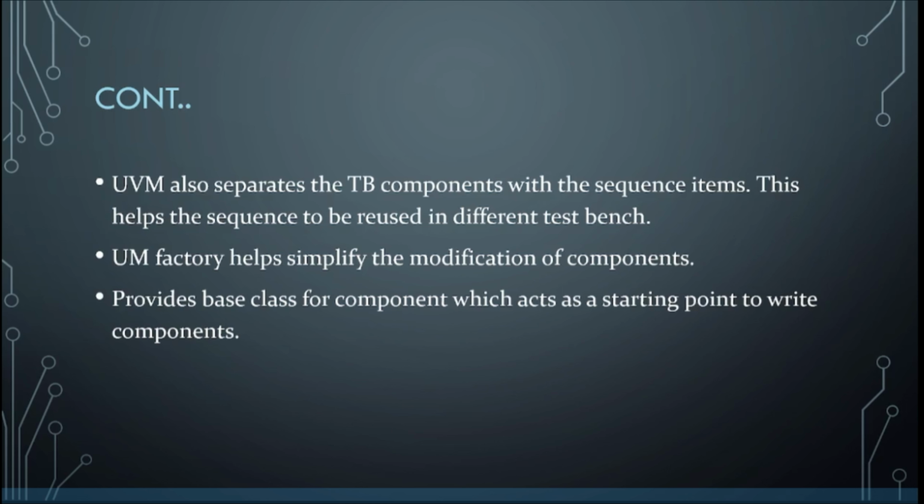So where are we actually using this reusability? Basically we take a sequence item in which we keep all the packets that need to be used among the various components. Then we separate the sequence item from the TB components, so that we can use the sequence item in different testbenches. Okay, clear? So this is the sequence item concept, which is also another advantage in UVM.